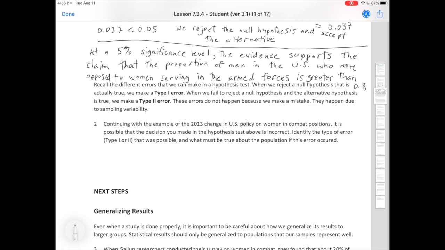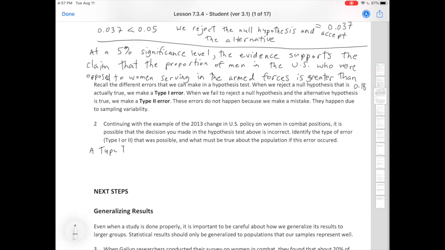So continuing with the example of the 2013 change in U.S. policy on women in combat positions, it is possible that the decision you made in the hypothesis test above is incorrect. Identify the type of error, type 1 or 2, that was possible, and what must be true about the population if this error occurred. So it's possible that we made a mistake. And remember, we rejected the null, didn't we? So that means we may have made a type 1 error.